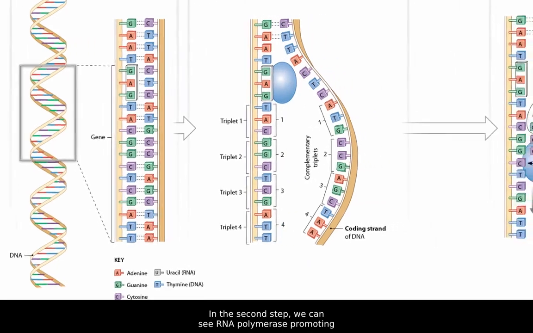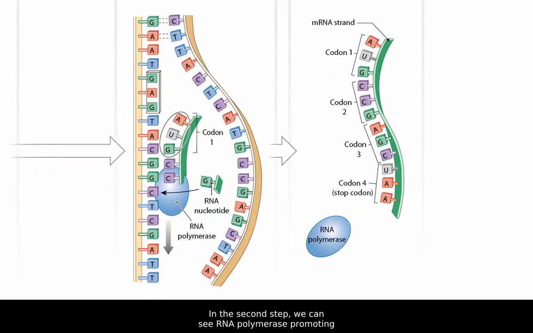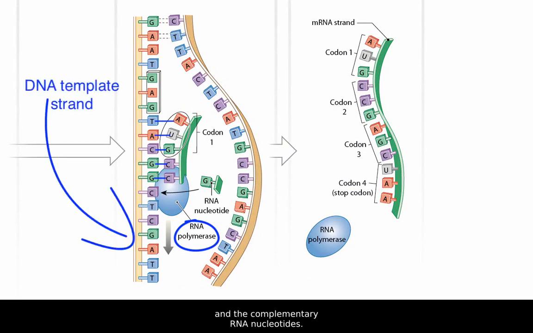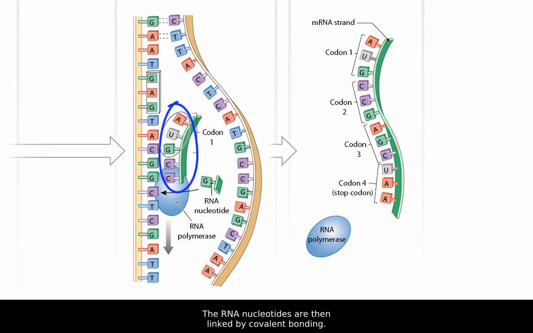In the second step, we can see RNA polymerase promoting hydrogen bonding between the nitrogenous bases of the DNA template strand and the complementary RNA nucleotides. The RNA nucleotides are then linked by covalent bonding. Be sure to notice how the DNA and RNA nucleotides are aligning as complementary base pairs.